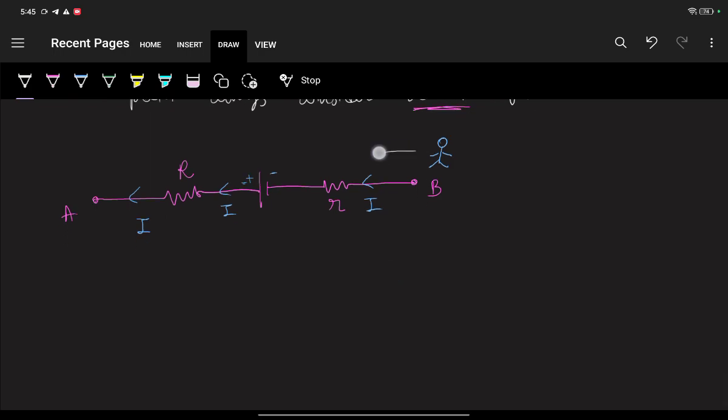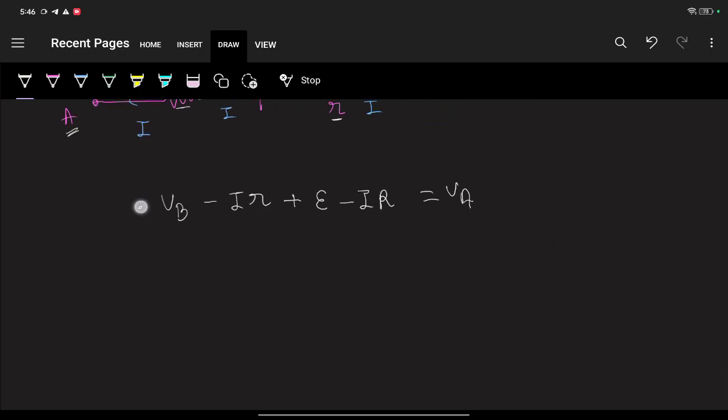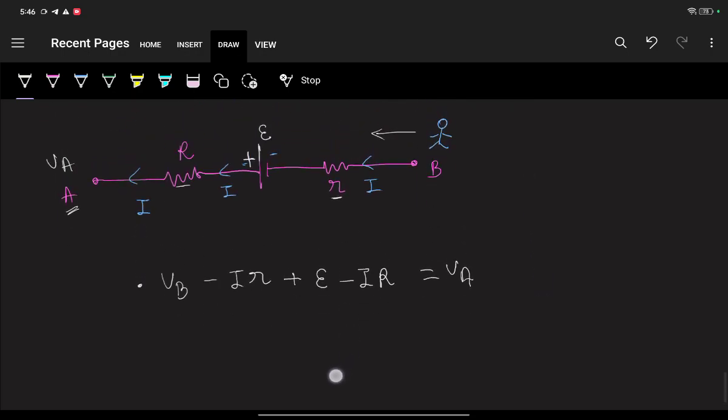So we are going to walk along the direction of electric current. So it would be VB minus this Ir, because we are walking along the direction of electric current. Now we are encountering the second sign, which is plus E, so we write plus E, again minus IR, is equal to VA. Sir, could you explain why minus capital IR would come? Because here it is capital R, resistance.